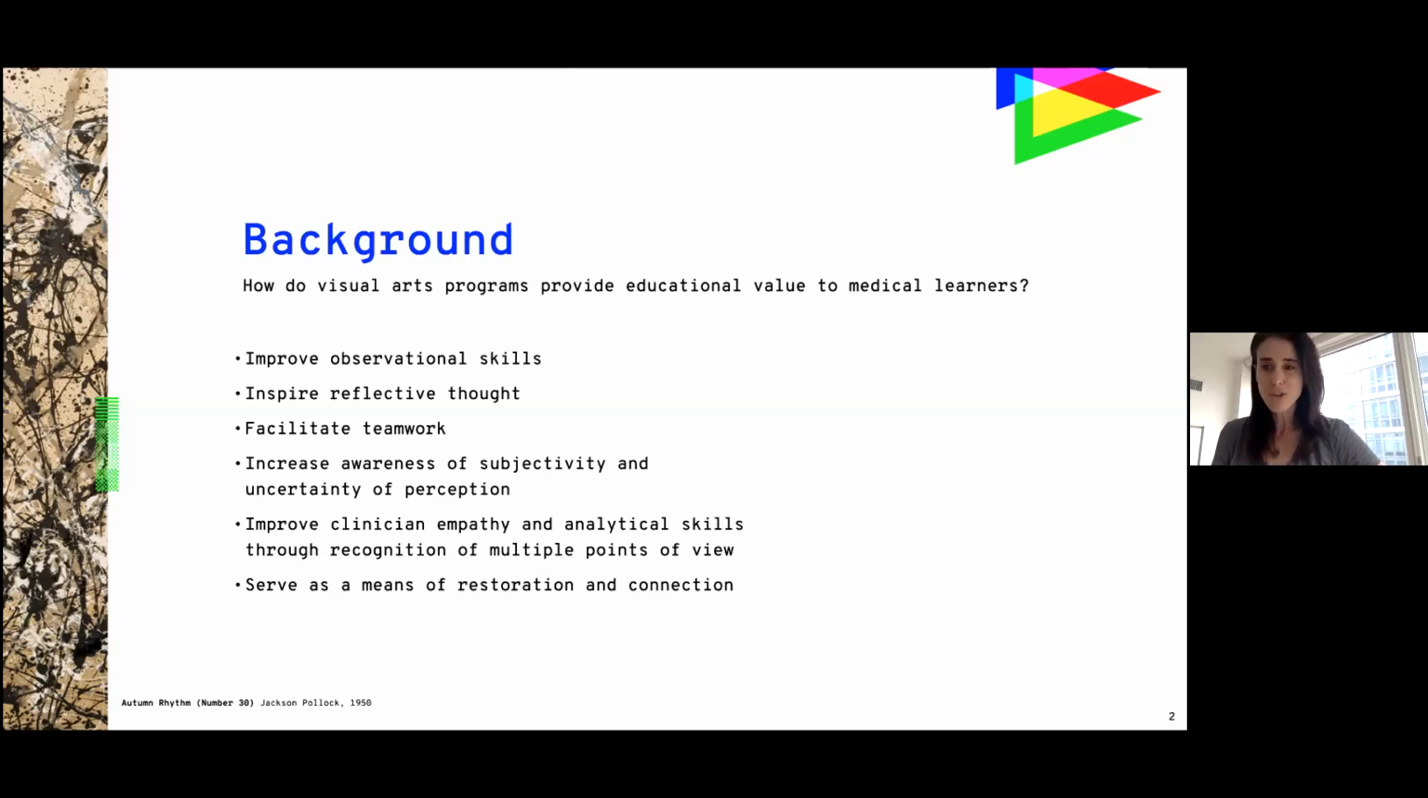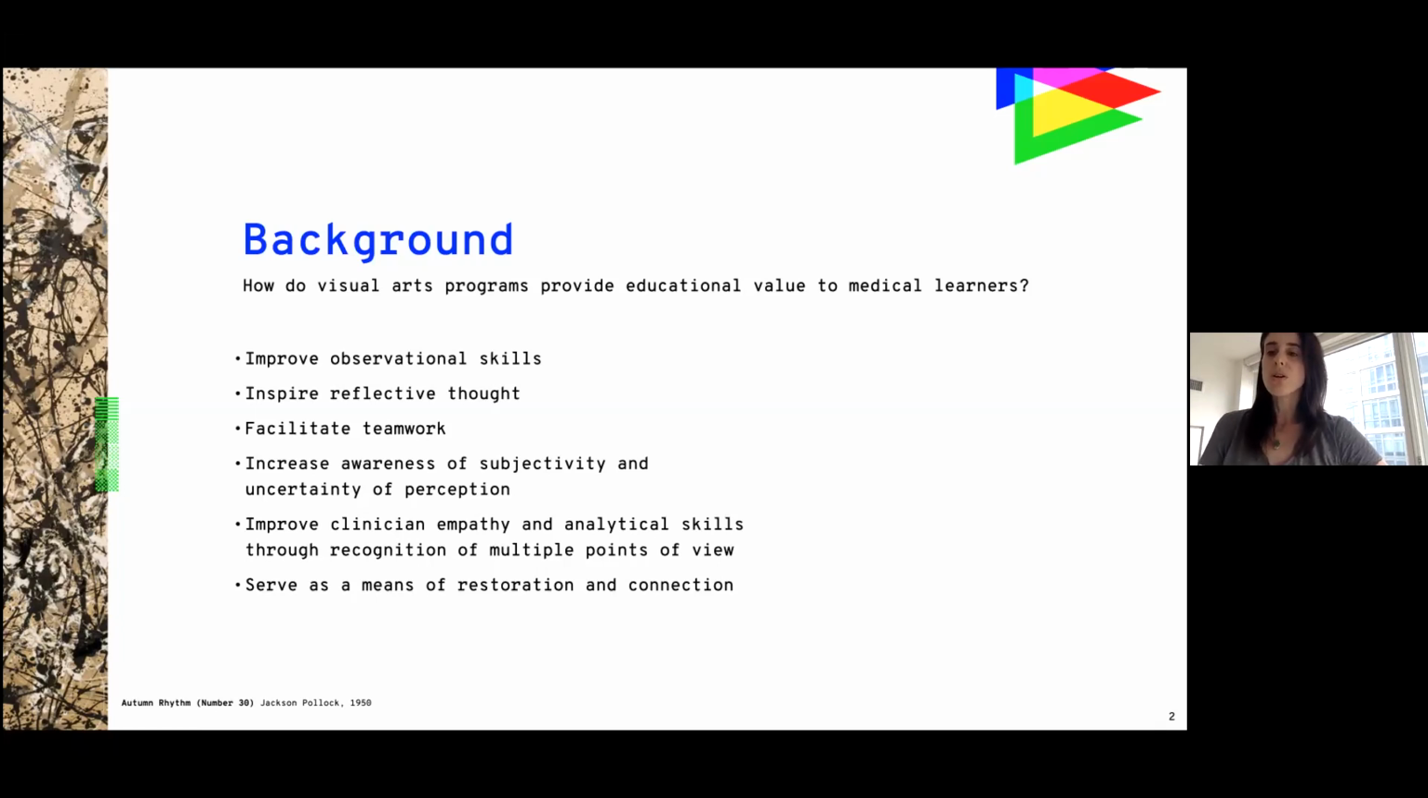And I'm sure that many of you, since you're on this session, are aware of all the literature out there surrounding the use of visual arts in medical education. What value does it bring? We know that it improves learners' observational skills, it can inspire reflective thinking, and it can facilitate teamwork and communication. I published a piece with my colleagues looking at medical students and examining their awareness of the subjectivity and uncertainty of perception, in which we found that it increased with visual arts work, along with the recognition of multiple points of view.